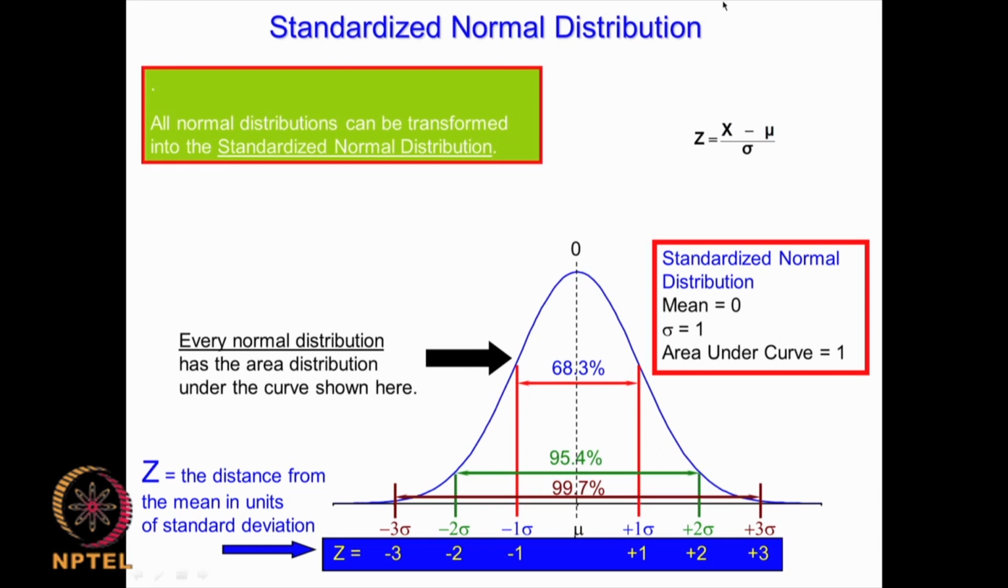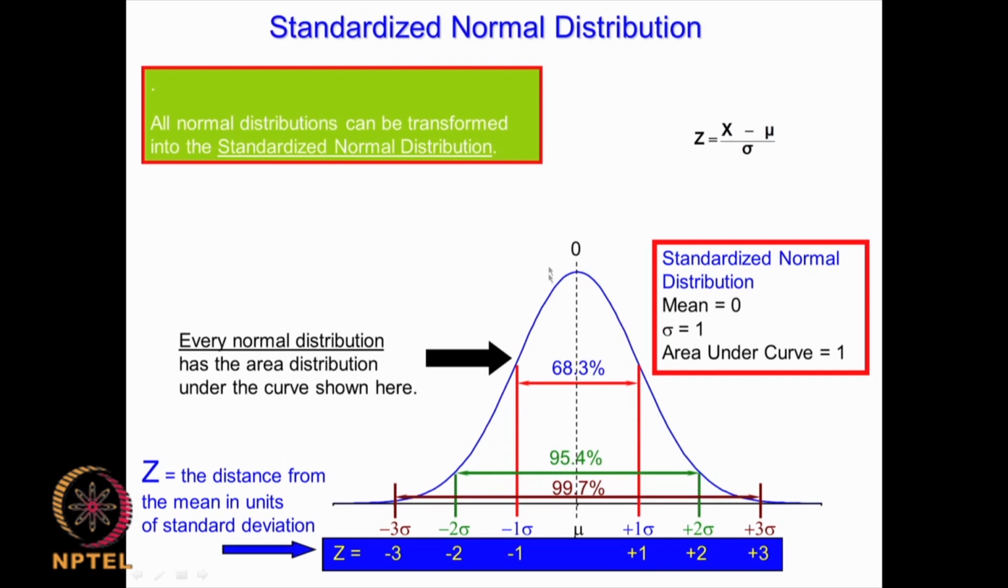So that is very useful to use. We can convert most of the problems into a standardized normal distribution, and there are tables which give the area under the curve for different values of x. So, we will do some problems under that.